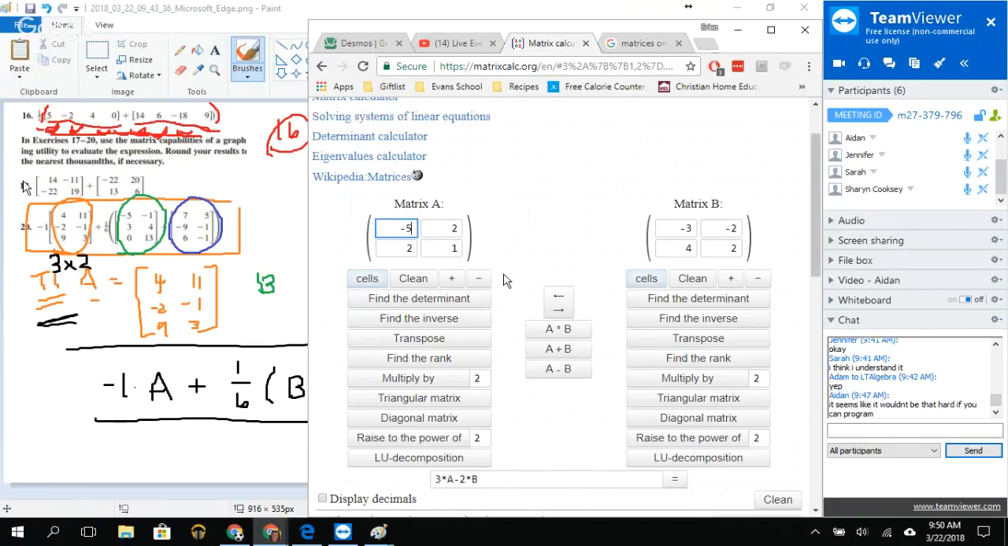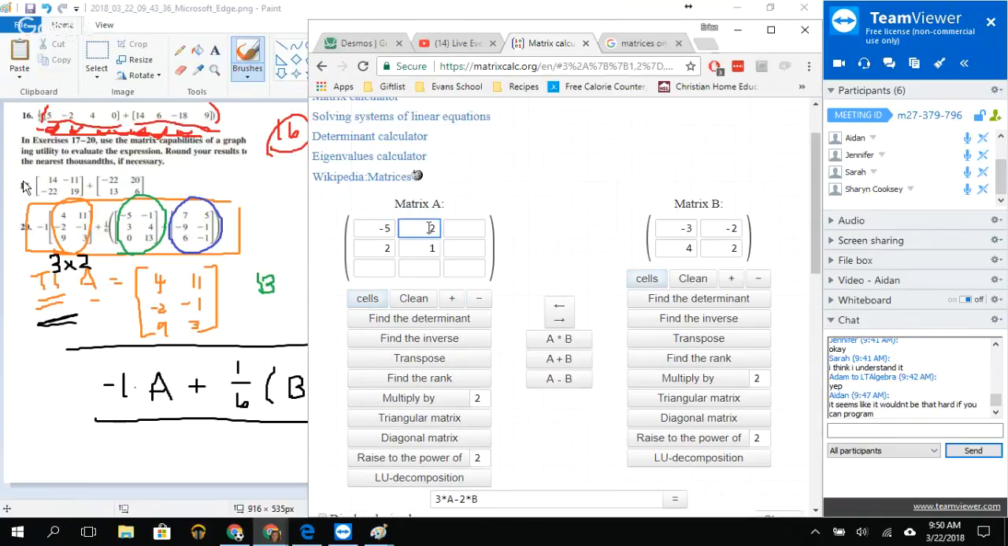Oh, we need to make our matrix bigger. So we have 5, -1, 3, 4, not 41, 4, 0, 13.